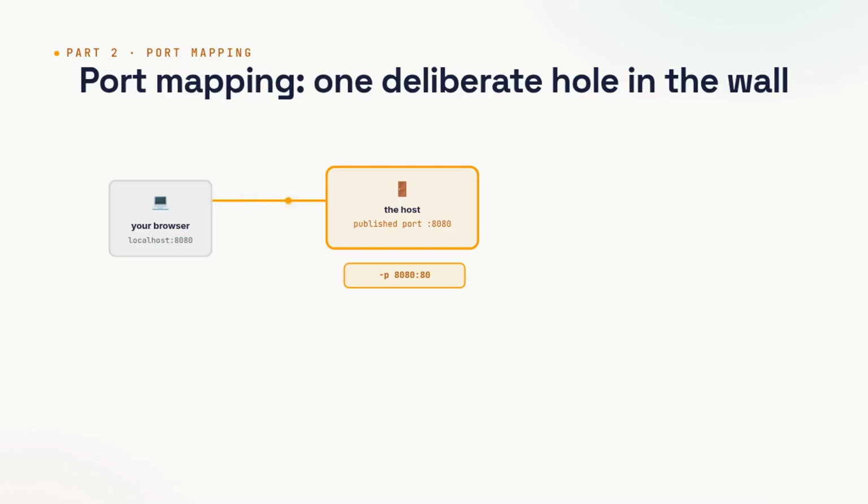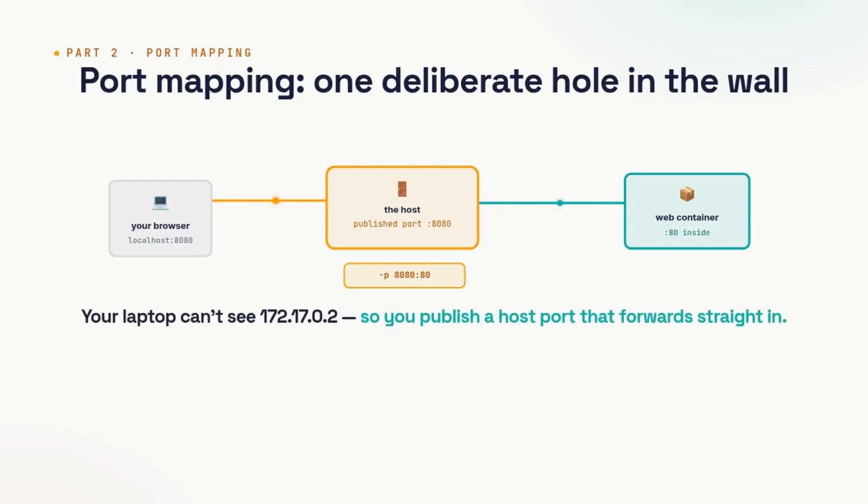So your browser hits localhost:8080 on the host. Docker forwards it across the bridge to the container's port 80, and the response comes back the same way. One clean, intentional doorway from the outside world into a private network. That's port mapping. Your laptop can't see the container's internal IP, so you publish a host port that forwards straight in. You decide exactly which doors are open, nothing else is exposed.